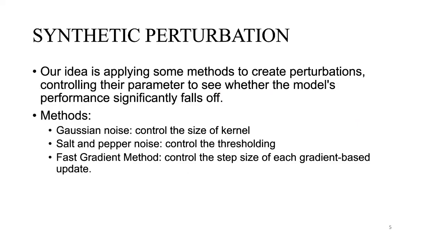Here is our idea to use in our task. It's applying some methods with respect to controlling some of the parameters and seeing whether the model's performance changes significantly when we change the value of these parameters. We use three methods here. Firstly, adding some Gaussian noise and controlling the size of the kernel. Secondly, adding some salt and pepper noise, controlling the thresholding. And finally, we use the fast gradient sign method and control the step size of each gradient-based update.